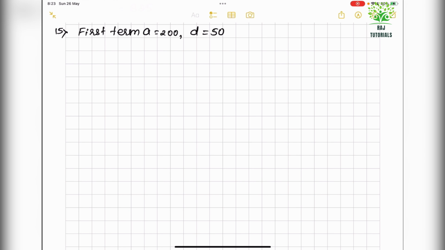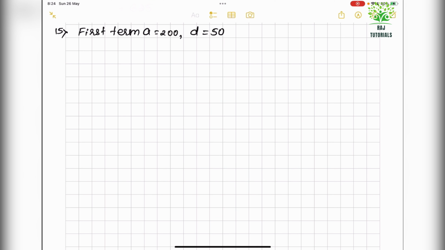Now the 15th question says, a contract on a construction job specifies a penalty for delay of completion beyond a certain days as follows: rupees 200 for the first day. So A is 200. Rupees 250 for the second day. So 250 means D will be 250 minus 200. So 50 rupees is the delay charge, that is D I got, and so on, 50 more than the preceding day. How much money the contractor has to pay as penalty if he delays the work for 30 days?